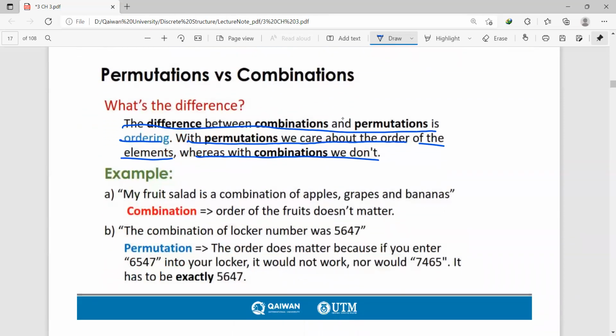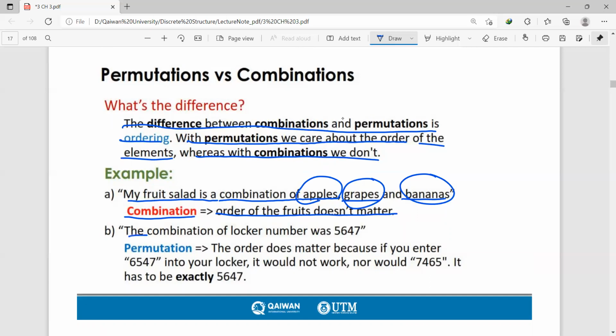For example, my fruit salad is a combination of apples, grapes, and bananas. We don't care which of them is first: grapes first, apples first, or bananas first. We say we have 3 types of fruits: apples, grapes, and bananas. This is a combination because the order of fruits doesn't matter.